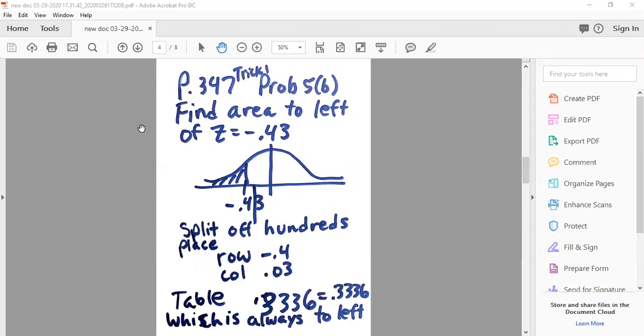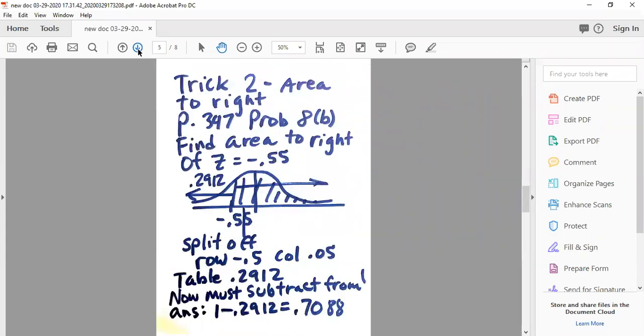33% of the numbers are in that shaded region, or the chance of randomly pulling a number out of that region is 33.36%. Okay, that's the easiest thing you can do, directly look up a number that's on the left.